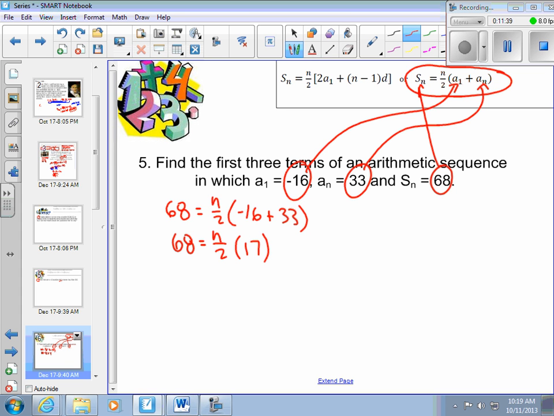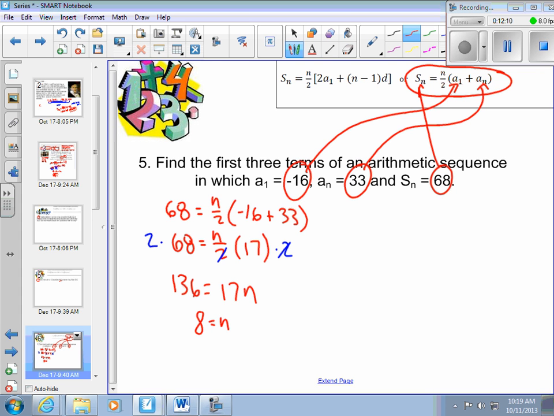Multiply, dividing, we could do a couple different things here. We could divide by 17, or we got this divided by 2 stuff. So one thing we could do would be to times both sides by 2. That would eliminate that 2. So you got 17n equals 68 times 2 is 136. Divide by 17. And we find out the number of terms that were added up was 8.